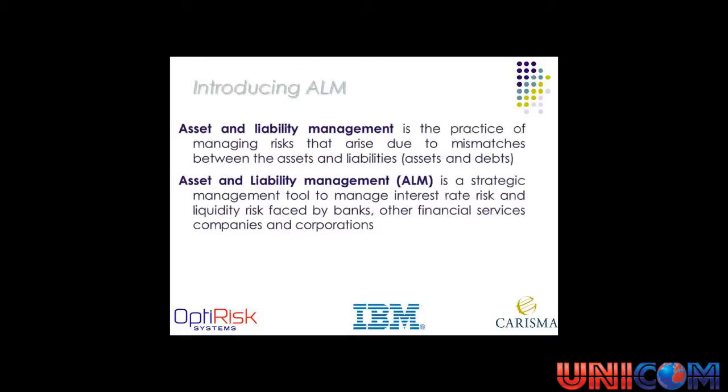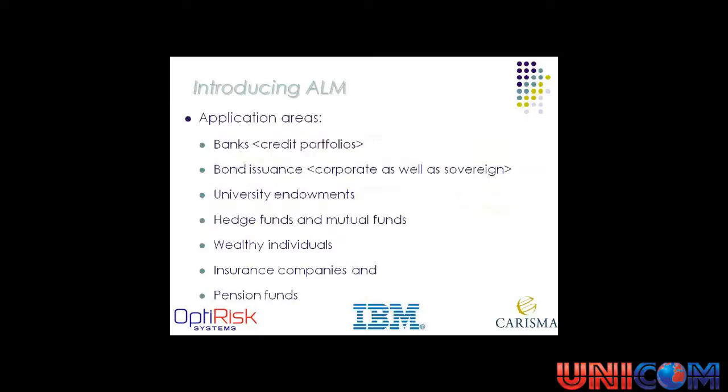Now we want to get into the domain of asset and liability management and see how we can apply this tool. Asset and liability management is the practice of managing risks that arise due to mismatches between the assets and liabilities in many domains. We'll list them in a minute. It is a strategic management tool to manage interest rate risk and the other risks. Many financial services companies use it, at least downstream for risk management.